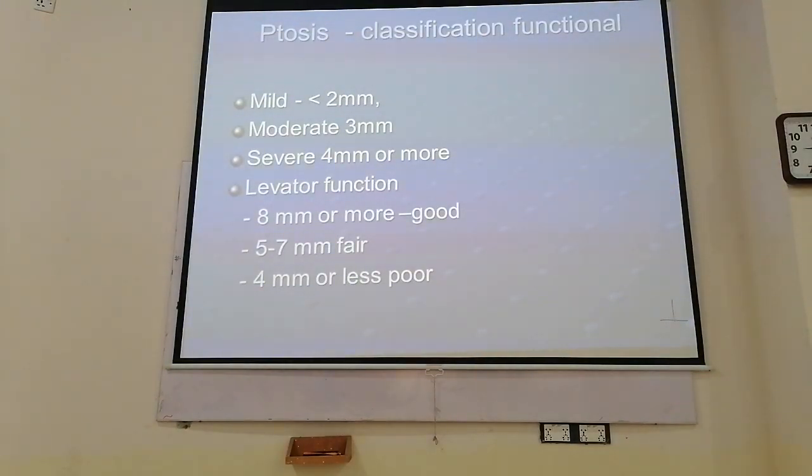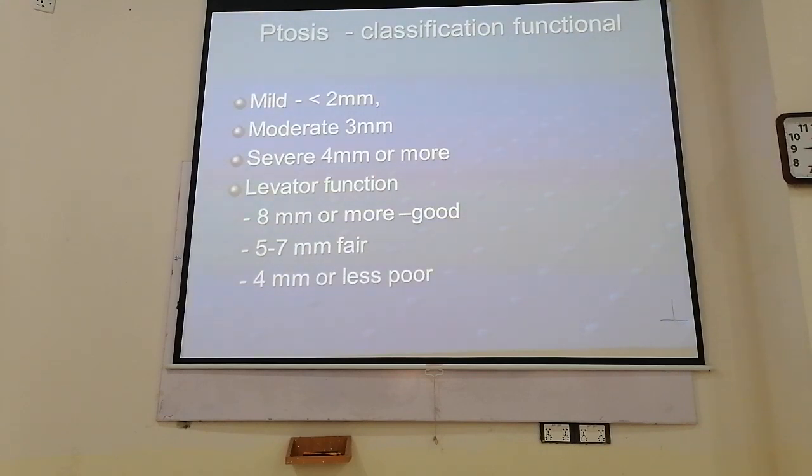Ptosis classification. If it is mild, then it is less than 2 millimeter. Moderate is 3 millimeter. Severe is 4 millimeter or more. And the levator function test, the slide which I skipped, measures how many millimeters is the function of the levator. If it is 8 millimeter or more, it is good. If it is 5 to 7, it is fair. And if it is 4 millimeter or less, it is poor. And this is very important because on the basis of the levator function strength, we decide our surgical intervention.